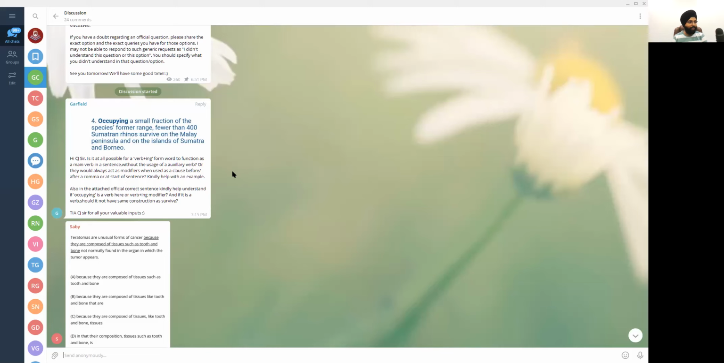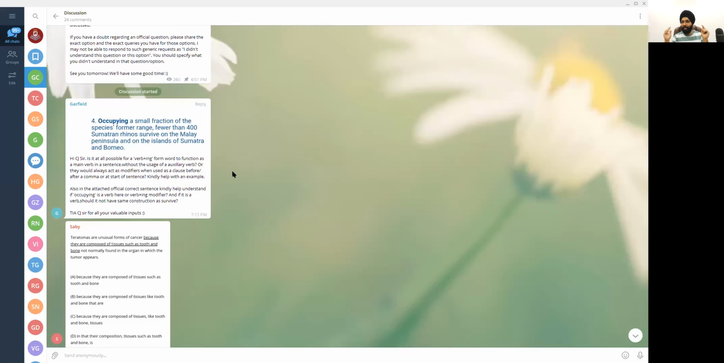In the attached official correct sentence, kindly help understand occupying is a modifier here. It is a verb-ing modifier modifying the subject, which is fewer than 400 rhinos. So these rhinos is the subject and the modifier is occupying a small fraction of the species' former range. It's a verb-ing modifier modifying rhinos. And whenever a verb-ing word is modifying a noun, the noun is always doing the action.